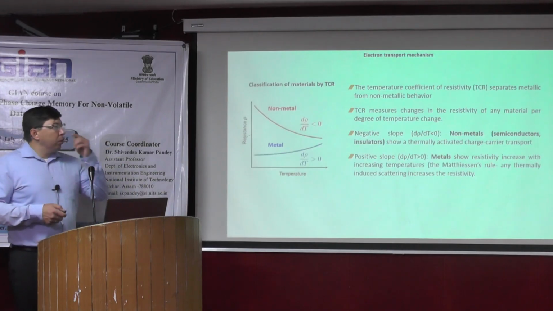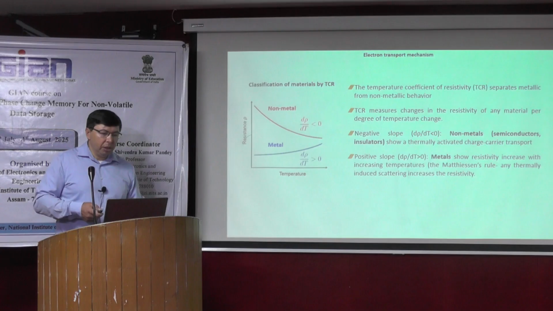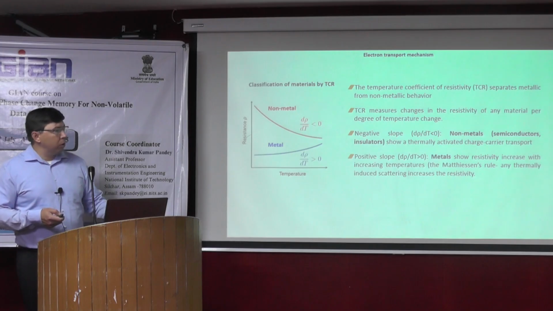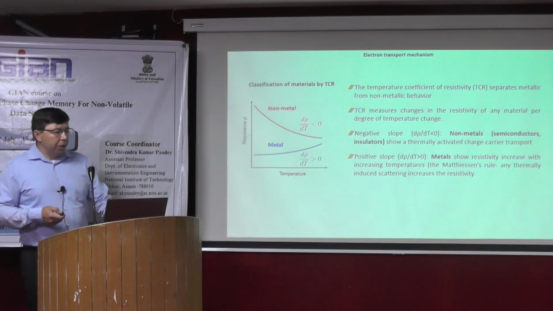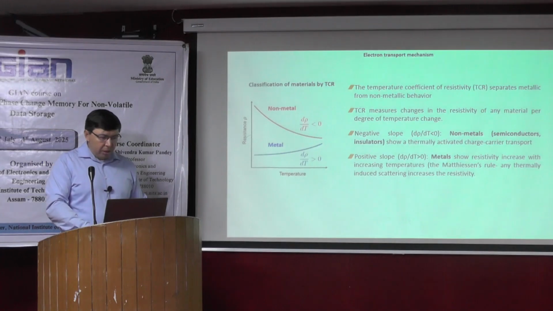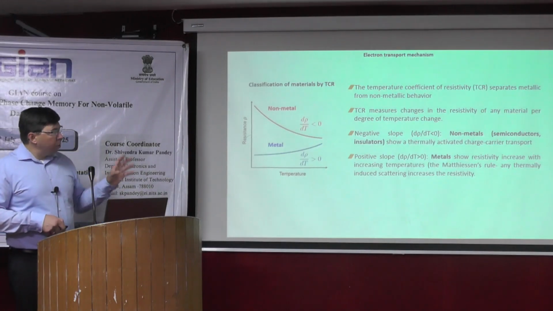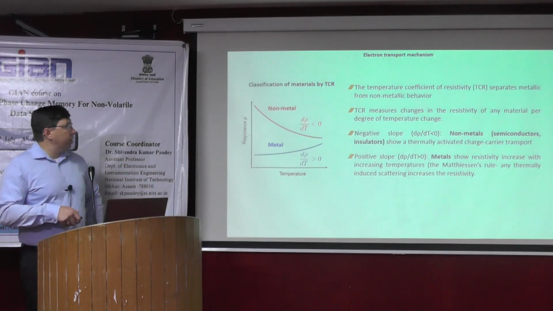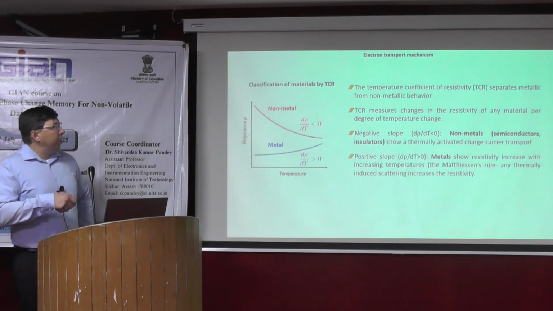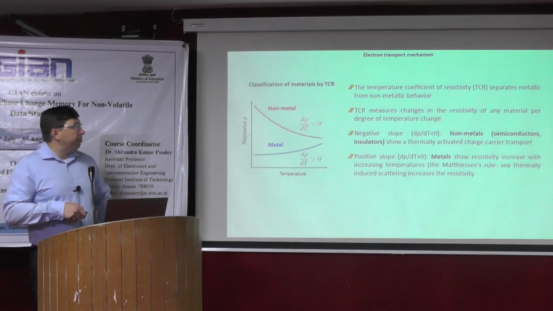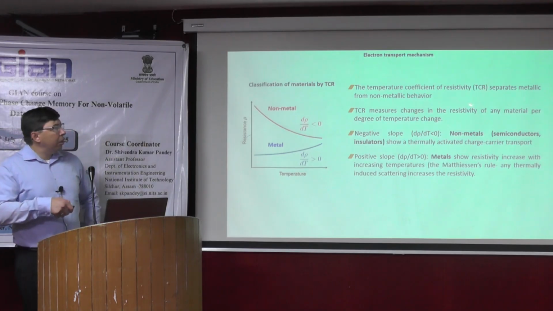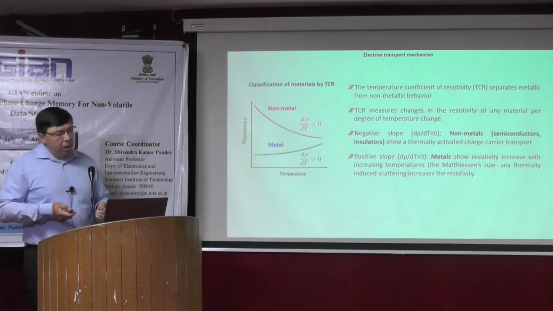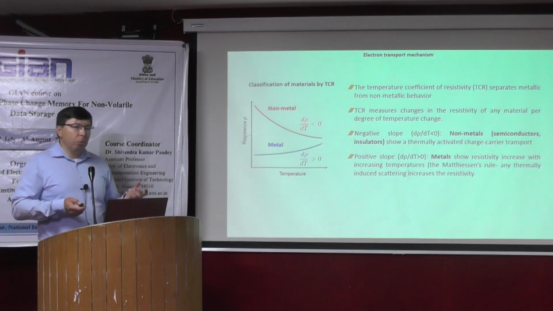Now, one more important property of materials is electron transport, and we consider the electron transport mechanism in phase change materials. But before showing some results, I would like to give a short introduction to electron transport, and how to classify materials by the temperature coefficient of resistance. This TCR, this coefficient, can separate between metallic and non-metallic behavior of your materials.